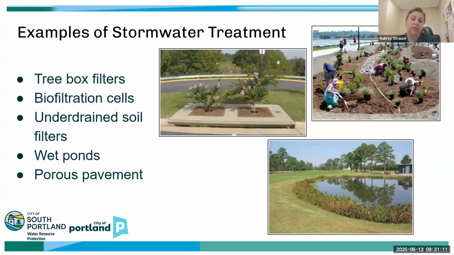The extra benefit of having porous pavement like that is because you don't have water ponding on the surface, you're reducing the chance of there being freezing. So you won't have a layer of ice. You won't have to treat it with salt.